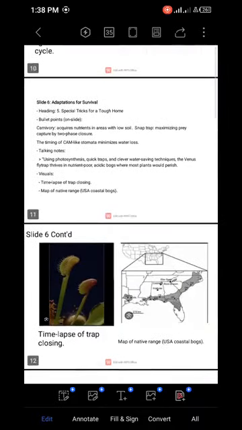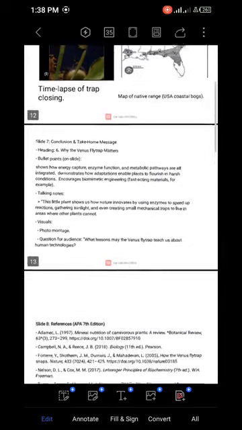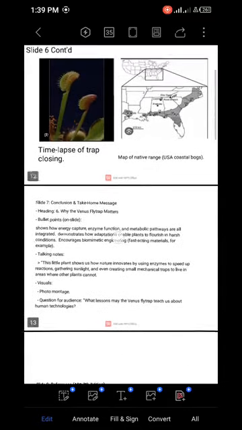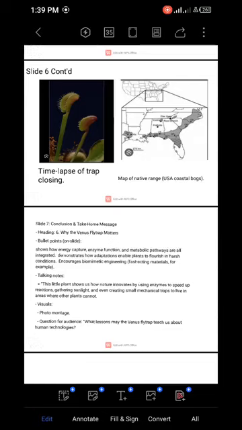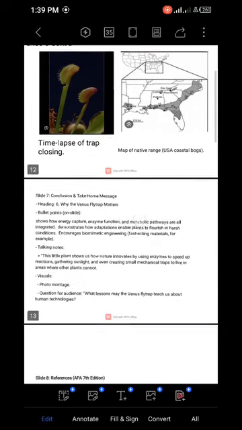And then on slide 6, we have the adaptation for survival. Here I'll be going directly to the talking note. Using photosynthesis, quick traps, and clever water-saving techniques, the Venus flytrap thrives in nutrient-poor acidic bogs where most plants would perish. You can see the sample of it on slide 6: the time lapse of the trap closing, and then a map of the native range of the USA coastal bogs as a sample.